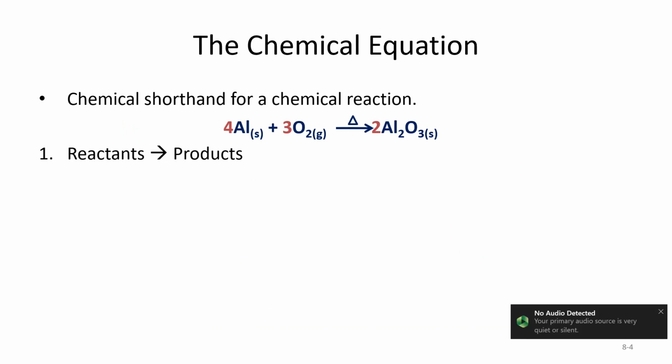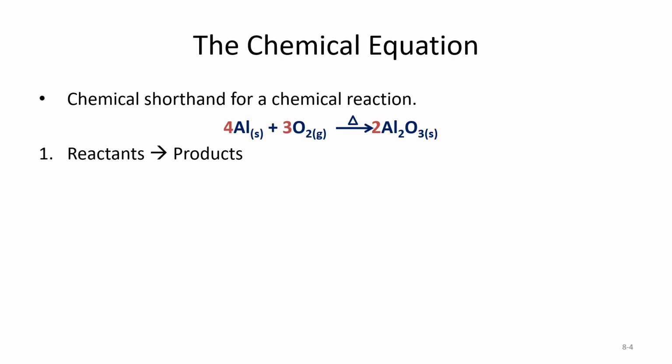Here's a chemical shorthand for a chemical reaction. 4Al plus 3O2 yields 2Al2O3. Now the little S's and G's that are indicated here indicate solids and gases. So that's the phase of the matter. So here you can see the S means that this is solid aluminum. We're combining solid aluminum with gaseous oxygen, or oxygen gas. And it produces a solid substance of aluminum oxide.